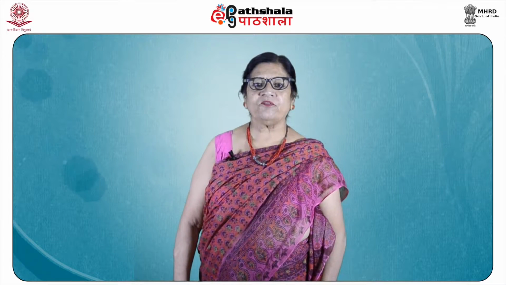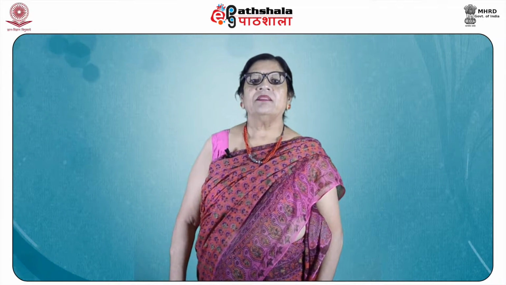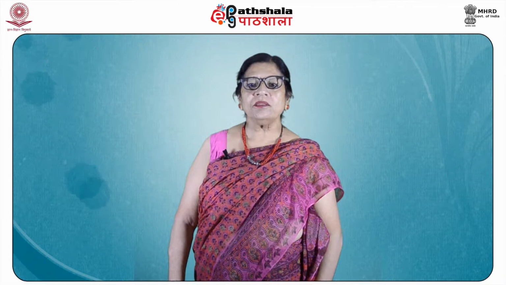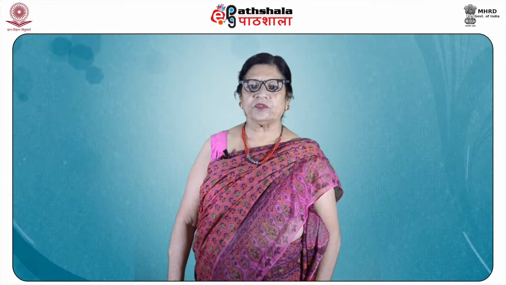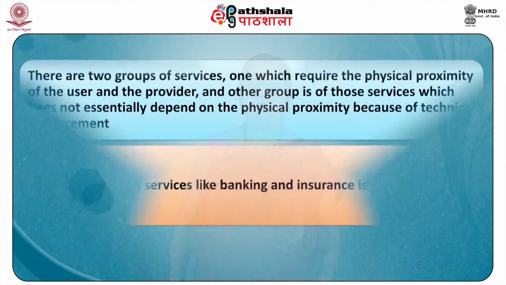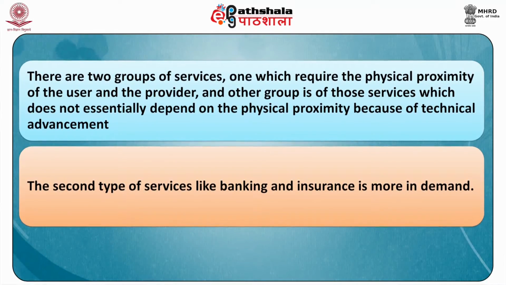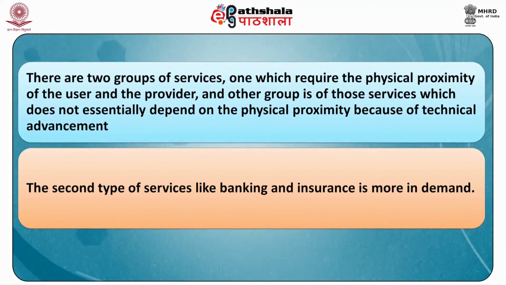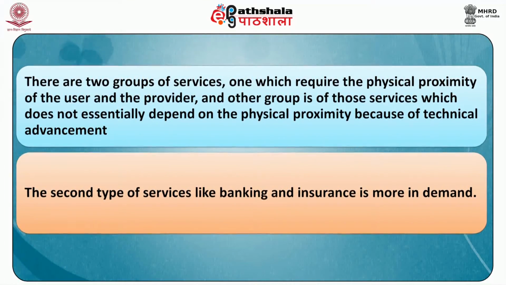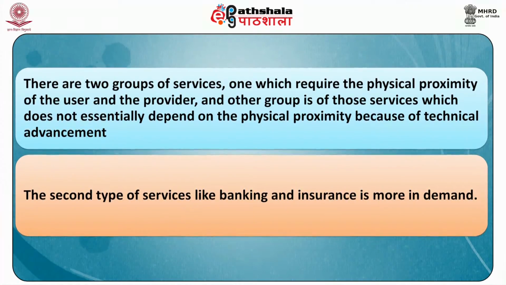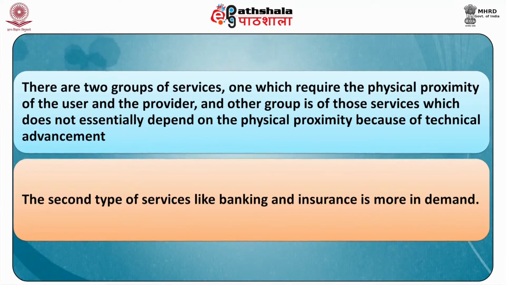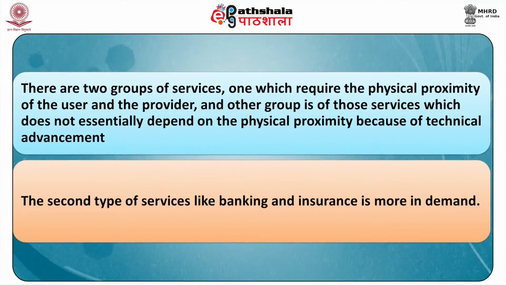Bhagwati, in 1984, the famous economist, analyzed the functioning of the services sector and trade, and focused attention on the supply side effect of service sector growth, defining the supply side specialization as splintering. He discussed that there are two groups of services: one which requires the physical proximity of the user and the provider, and the other group, of those services which does not essentially depend on physical proximity because of technical advancement. The second type of services, like banking and insurance, is more in demand.